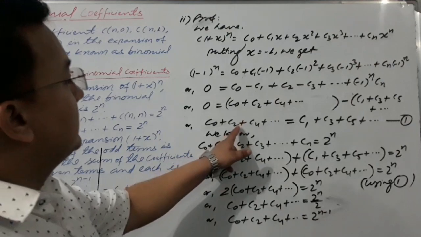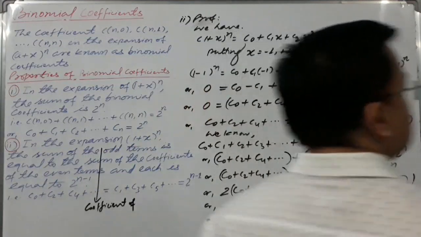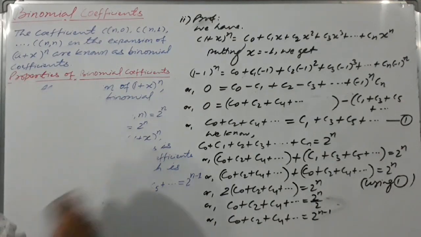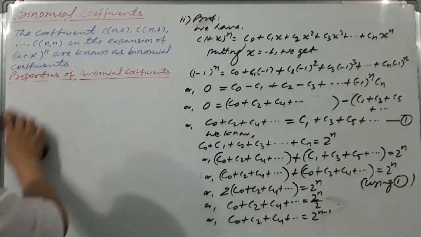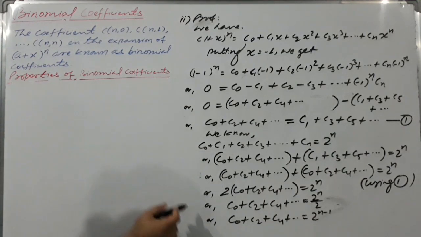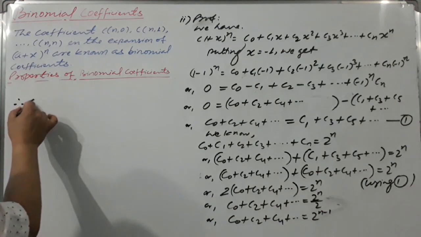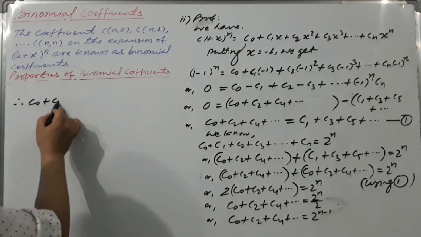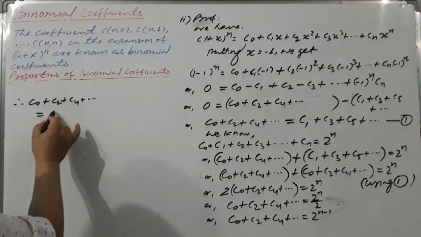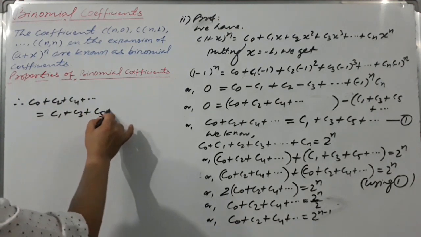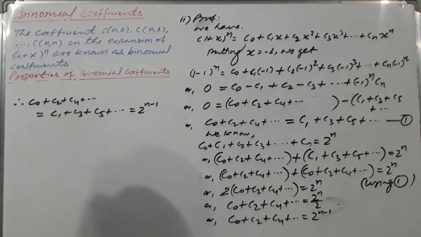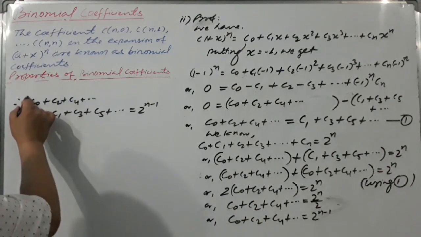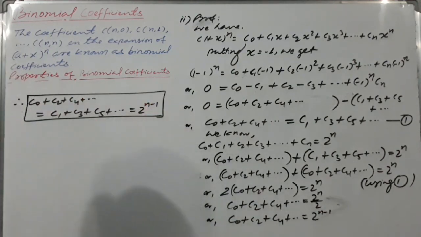Now from the first, they are equal, so we can write down, therefore finally, because they are equal to each other, C0 plus C2 plus C4 plus dot dot is equal to C1 plus C3 plus C5 plus dot dot is equal to 2 raised to power n minus 1. This way we can prove it. I don't think you have a problem now. You have to memorize both results.